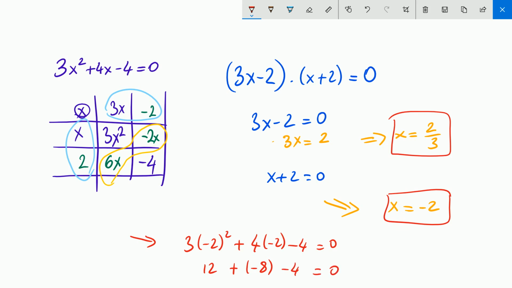So x can be -2 or x can be 2 over 3. Our solution, or the solution of this quadratic function, quadratic expression, is 2 over 3 and -2.